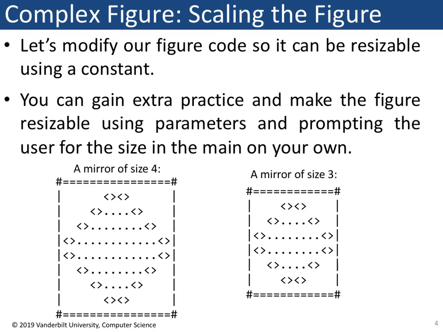So rather than using parameters to resize the mirror, let's use a class constant. And let's have a class constant of 4 for the left-hand mirror and a class constant of 3 for the right-hand mirror. Obviously, a different version of this program could be accomplished by prompting the user for the size they would like and then implementing this as a parameter that is passed into the individual methods. That's something that you can do on your own for extra practice if you so wish.